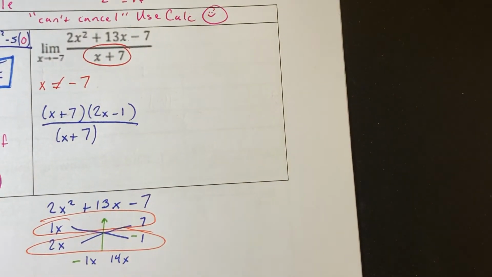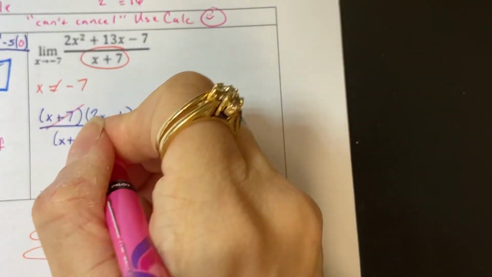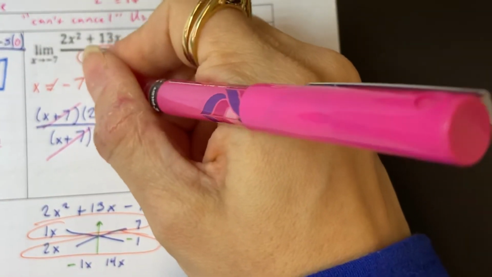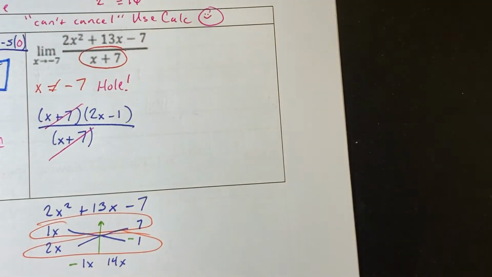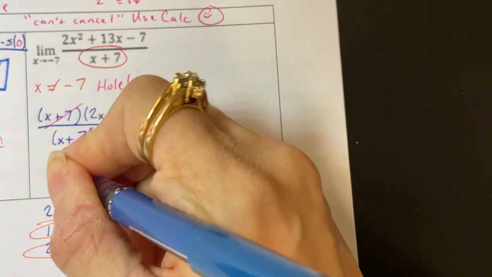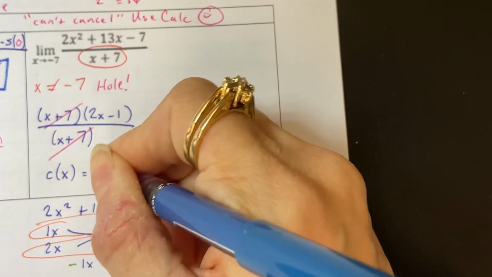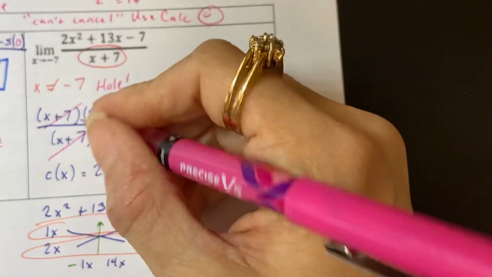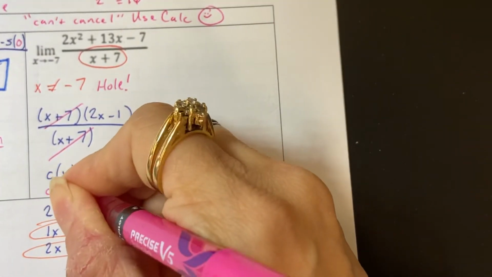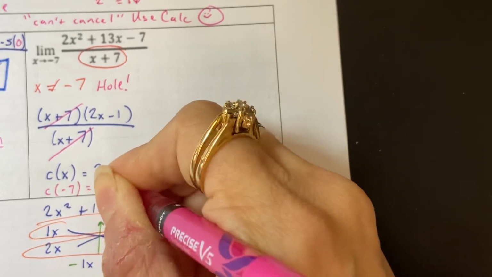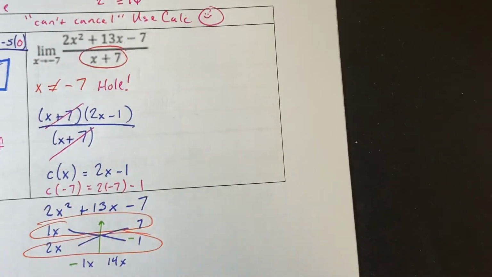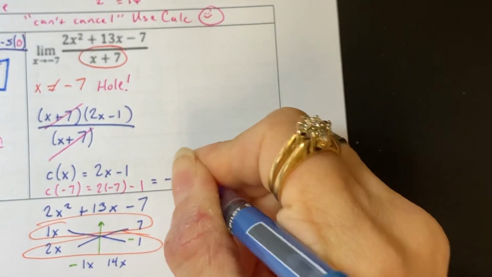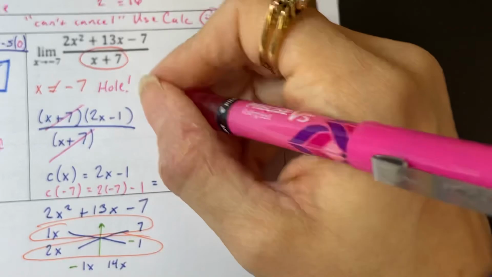So can we cancel that restriction factor? Sure can. So that means we have a hole. To find the y value of that hole, we are going to plug -7 into that canceled equation. So our canceled equation is the 2x minus 1. So plugging that -7 in, we would get -15.